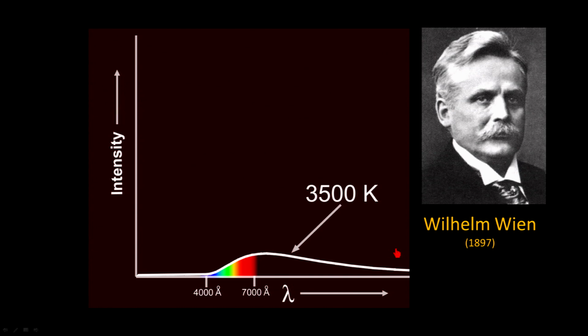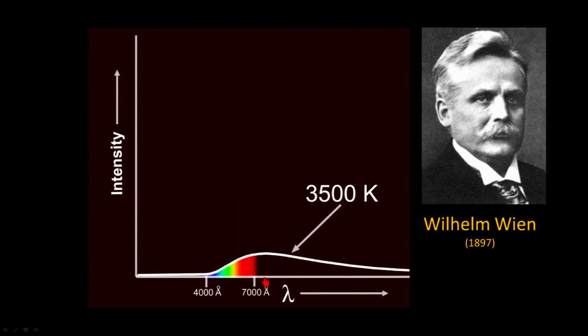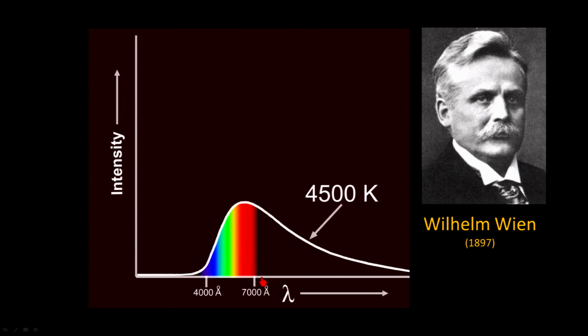Now, here's what Wien discovered. Watch what happens when the temperature of the object changes. So if the object were to go from 3,500 kelvins to 4,500 kelvins, notice how the peak of the blackbody curve is now right here, whereas it was previously right here. So when we go from 3,500 to 4,500, the blackbody curve peak shifts towards shorter wavelengths.